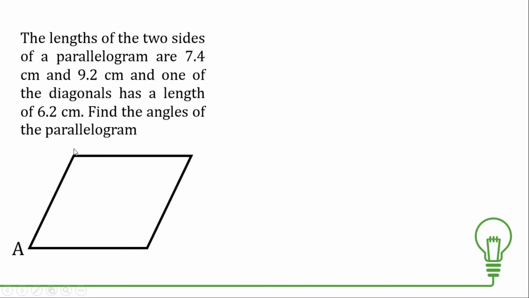Sabi natin dyan, mas madali pangalanan natin yung ating parallelogram. So we have parallelogram ABCD. Okay? It says here that two sides of a parallelogram are 7.4 centimeters and 9.2 centimeters. So let us just assume that those are the measures.